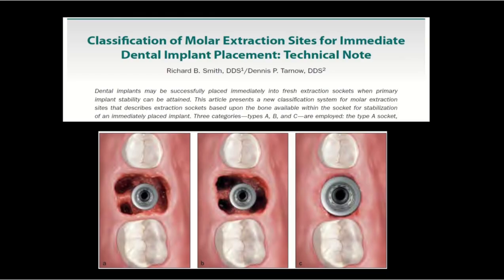Type A, in which the implant is completely contained within the septal bone. Type B, partially contained by the septal bone. Type C, no septal bone is available for implant stabilization. The implant must engage the inner aspect of the socket wall or apical bone to be stable.